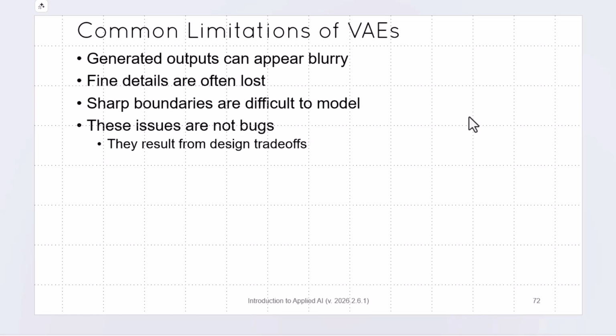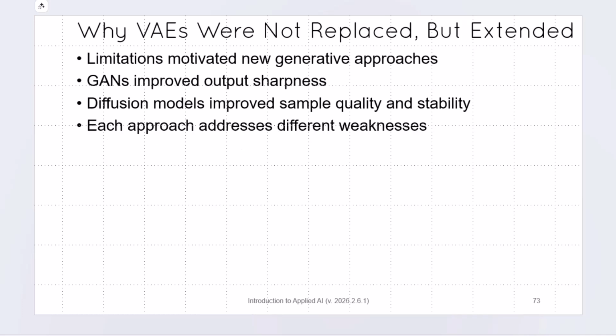So, common limitations of VAEs include generated outputs that can appear blurry. And again, if it's not an image, we're talking about the lack of sharpness or specificity or decisiveness, as mentioned before. Fine details are often lost, and sharp boundaries are difficult to model. These issues are not bugs, they just result from design trade-offs.